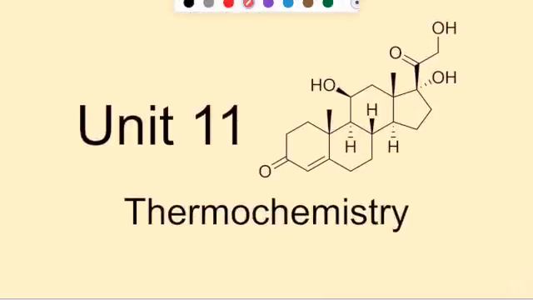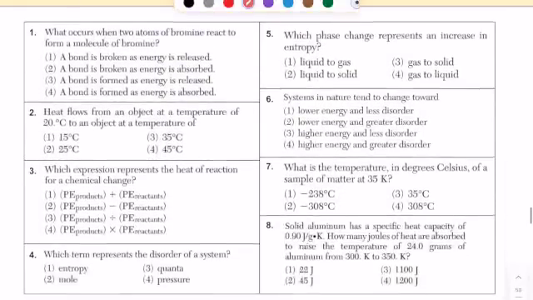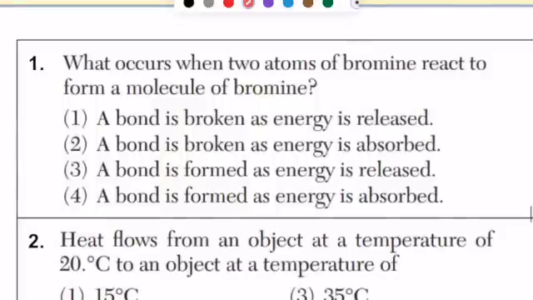So now let's talk about your thermochemistry. What occurs when atoms of bromine react to form a molecule of bromine? So we have 2 atoms that are combining to make a molecule. Remember BARF, because in this case the bonds are going to form. BARF means break, absorb, release, form. So when bonds are formed, energy is released. So your answer is a bond is formed as energy is released.